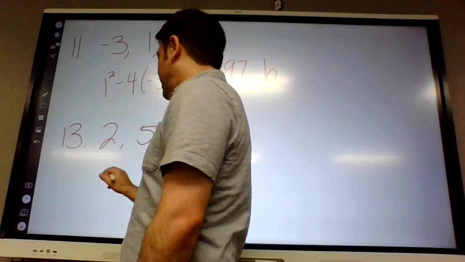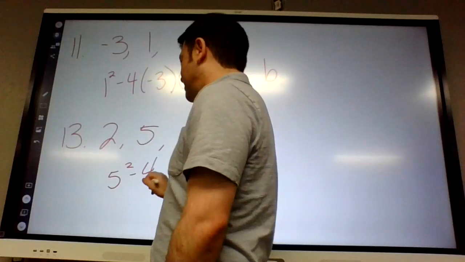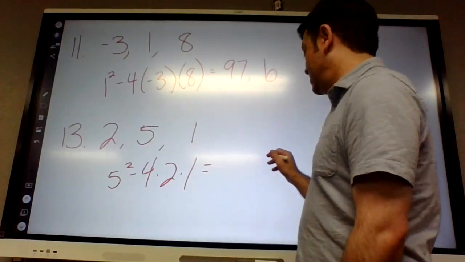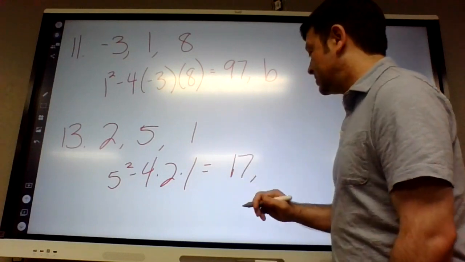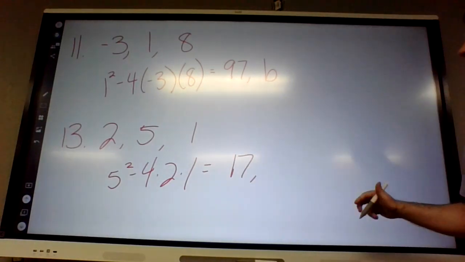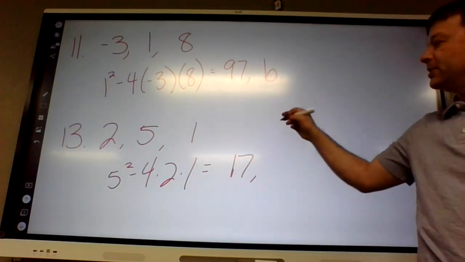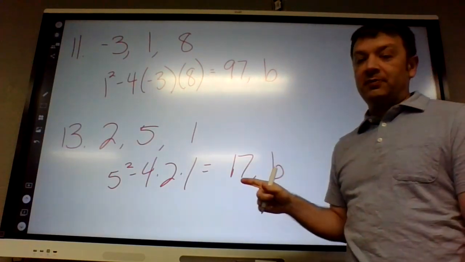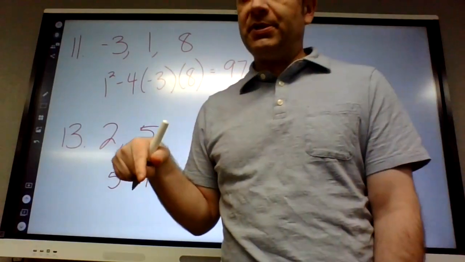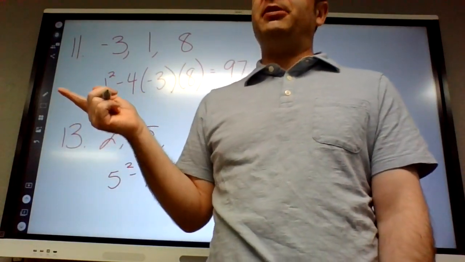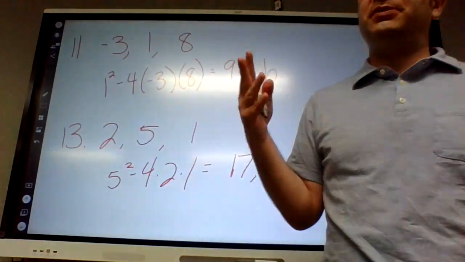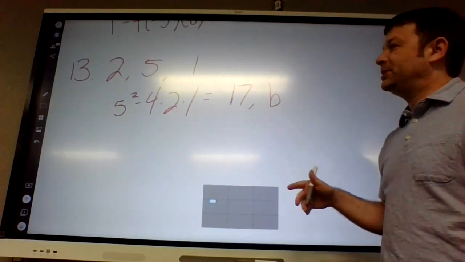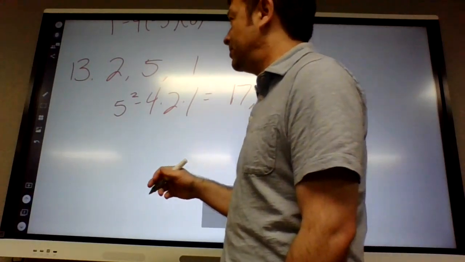So b squared minus 4ac: 25 minus 8 is 17. Does 17 have a square root? No. So we never got a negative on the odds, which means a couple of the evens will probably be negative. It doesn't matter if it's negative 16, it's still not real. So you should get some D answers on the evens.